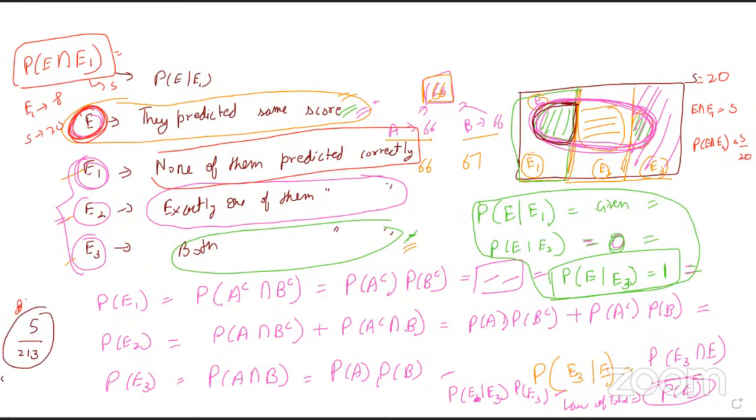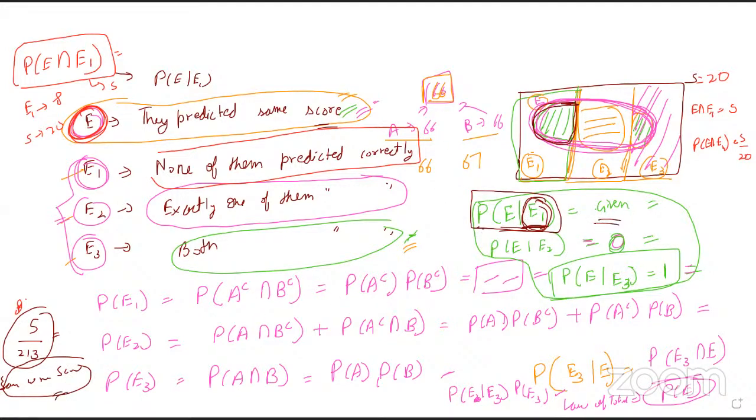Yeah, same. But here we are taking the prediction correctly. No, none of them predicted correctly. It is given to us, but it's the probability that they predicted the same wrong score. Given none of them predicted correctly, for that it was 5/213, the same wrong score. That's how we can write it. That's what it means, right? Same wrong score.